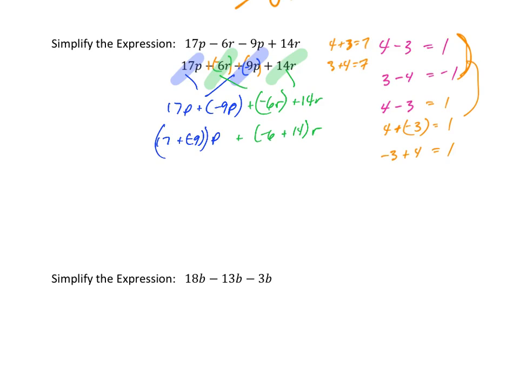Well, 17 plus negative 9, this is where you have to be careful. You want to remember that number line situation. If I'm adding negative 9, I'm going to go to the left from 17, which means I'm going to wind up at 8. This is going to be 8p plus negative 6 plus 14 is 8, so 8r. And I can't put these two together. This can't be 16pr. I have to know when to stop, and that's where I stop. So that's my final answer.